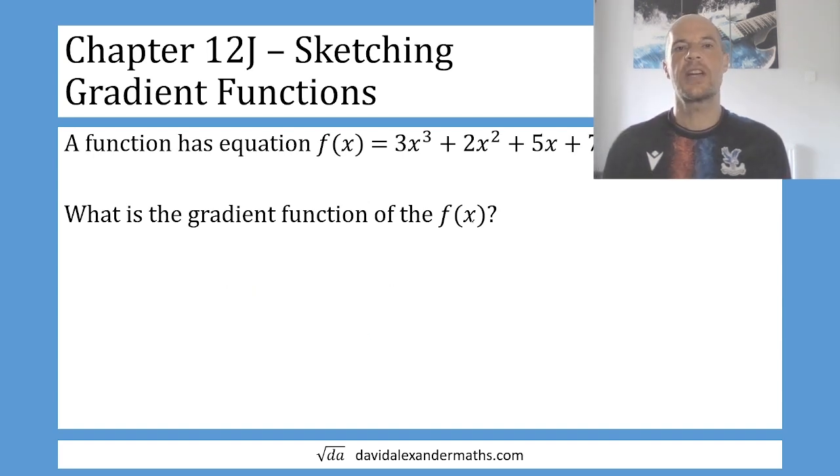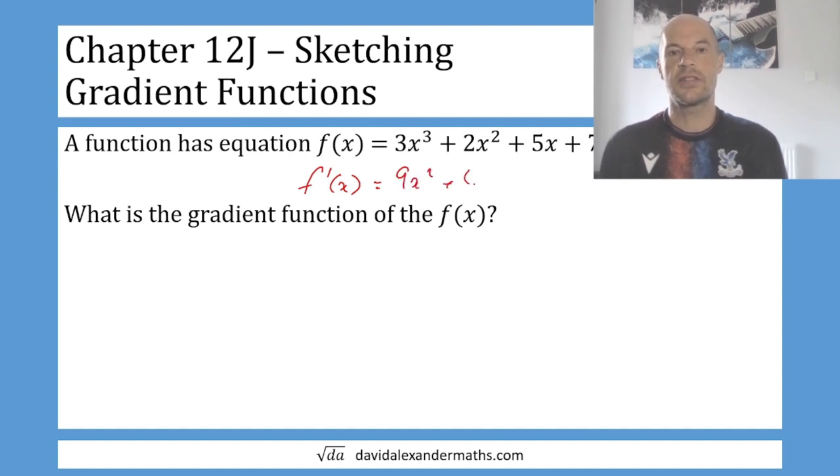A function has equation 3x cubed plus 2x squared plus 5x plus 7. The question is asking, what is the gradient function? I guess it's just understanding that the gradient function is the derivative of the original equation. So that is going to be 9x squared plus 4x plus 5. If we were asked to sketch this, we know it's a quadratic.